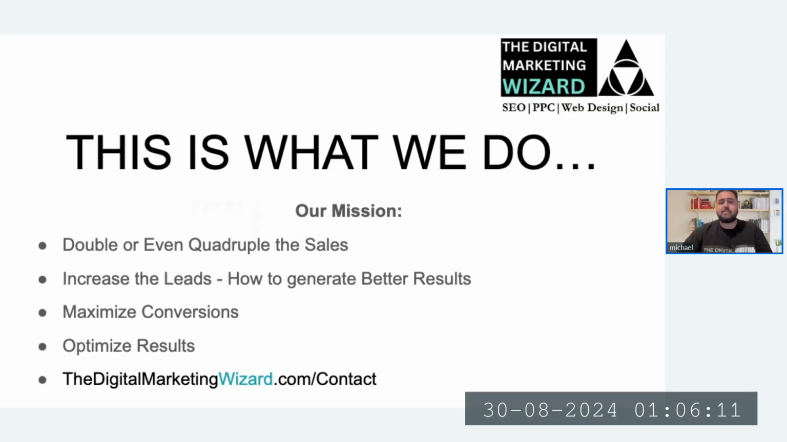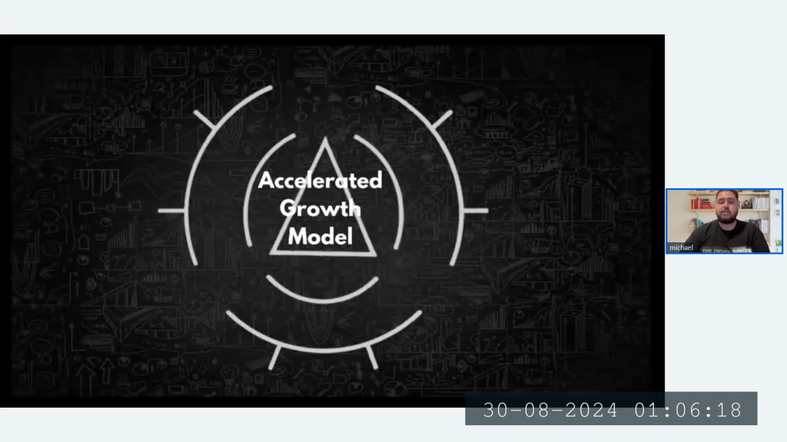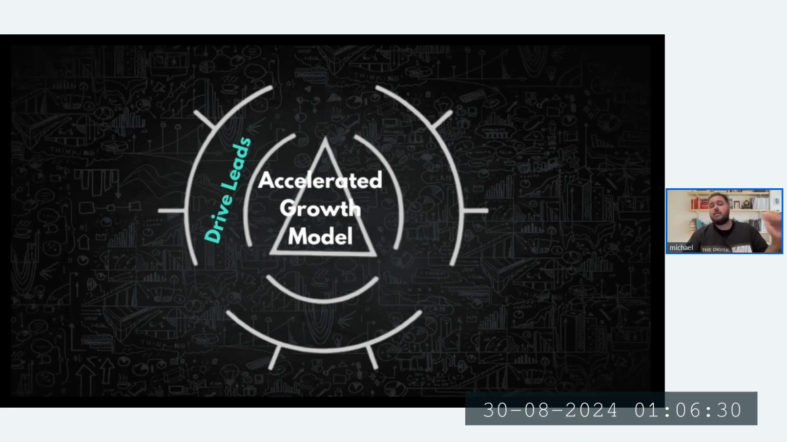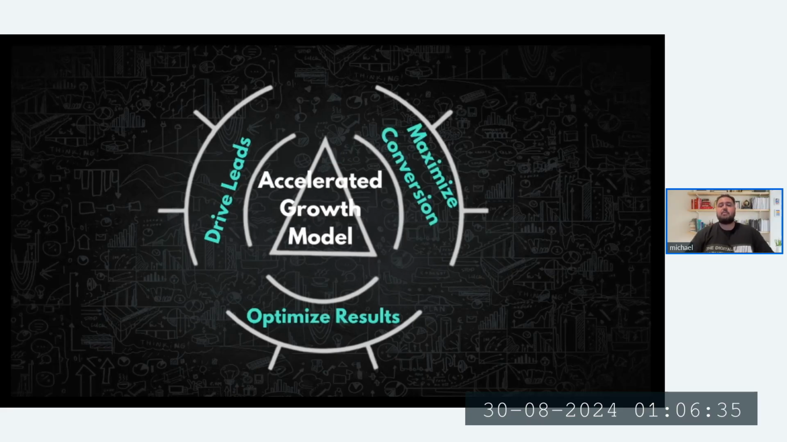So the next thing we're going to look at is the accelerated growth model. Now, this is especially good because the accelerated growth model really consists of three things that you're going to need to accelerate any kind of growth you're looking for in your business. First is going to be drive leads. We're going to maximize conversion, and we're going to optimize results. Those are the three fundamentals that we start with.